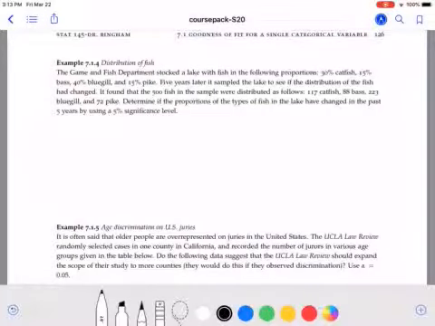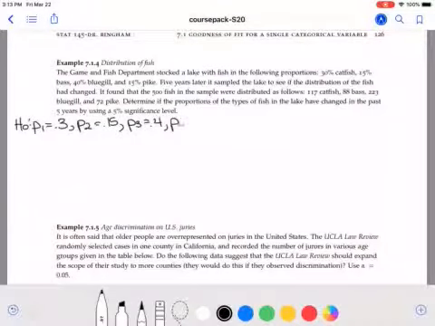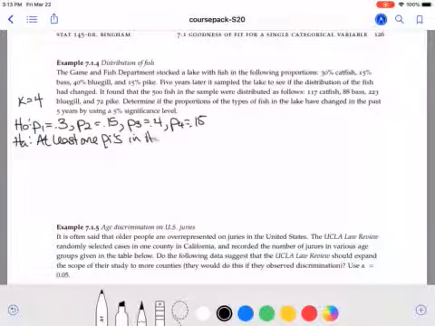So our null hypothesis is that our proportions match what they stocked the lake at. So it would be 0.3, our 30% for the first category, 0.15, 0.4, and 0.15. And notice that those do add up to a total of 1, and we're dealing with k equal 4 categories here. The alternative, again, is just that at least one of the pi's, or proportions in the null, is incorrect.